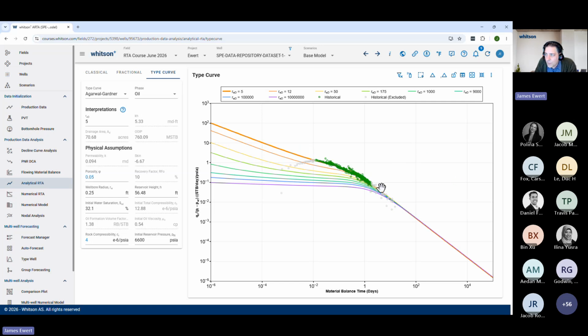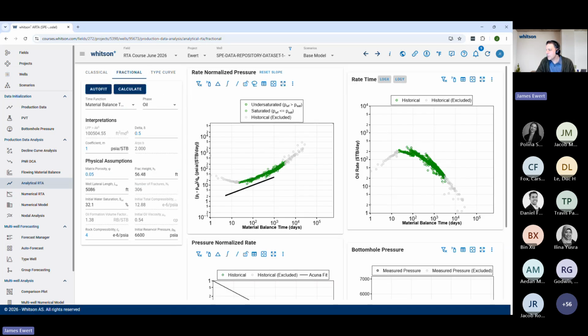So yes, we have reservoir signal. We have a continuous set of data steps. We don't have any discontinuities. So we know that we should be able to get a model match that works all the way through the data. And so that's what we get from the type curve. The next thing we want to do is go to fractional RTA, which is a fantastic tool. So let's click on fractional RTA. Now the filtering we did has persisted, which is awesome.